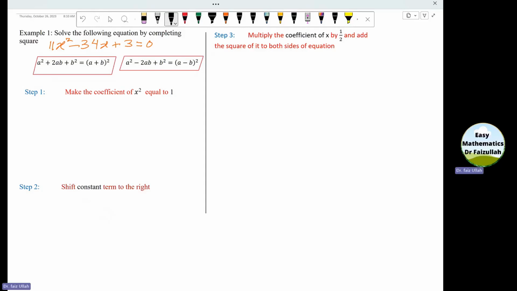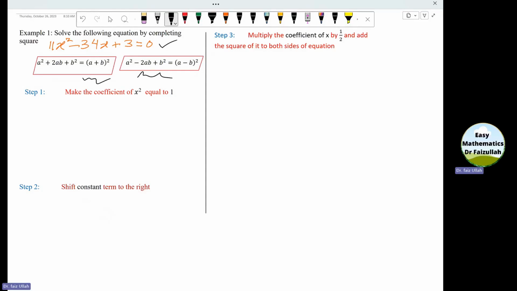In this video, we shall learn how to solve a quadratic equation by using the method of completing the square. These two formulas are important. They are always used in this method.